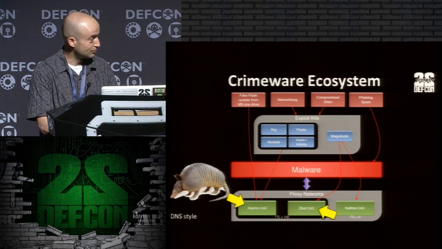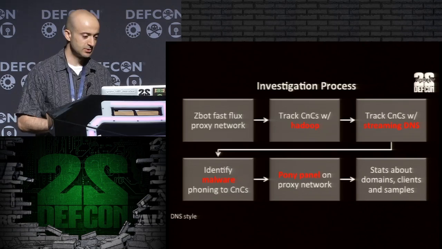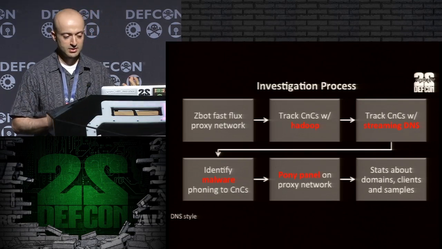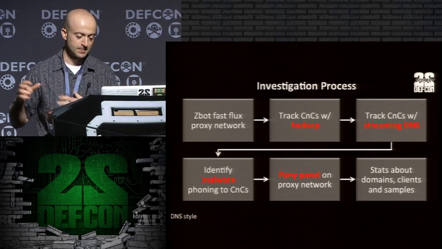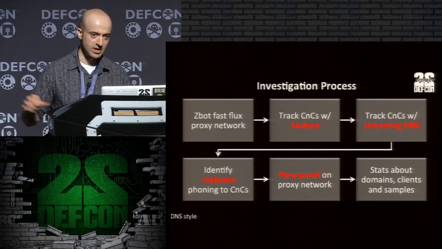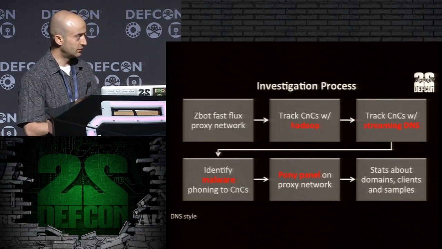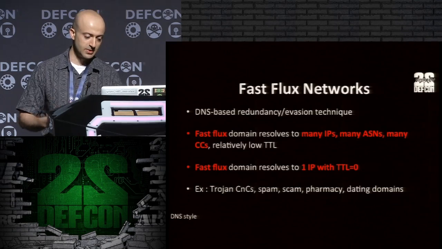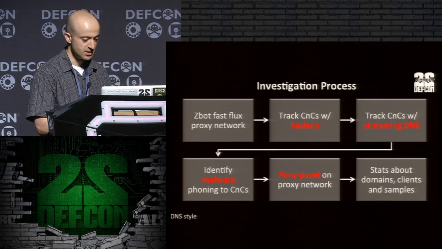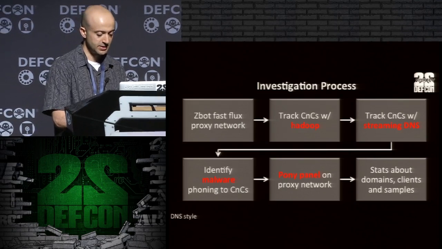A little bit about our research process in this part. We start by focusing on these ZBot fast flux proxy networks. Like we said, we use two methods. One is using Hadoop because we have a lot of data, most of it on HDFS, and the other is using the streaming DNS traffic, because we have streaming authoritative DNS traffic coming in, so we can also use that. With that, we can identify the malware, and we also discovered Pony Panel hosted on one of these proxy network domains. And then at the end, we'll share some stats about the botnet and the samples and the clients.